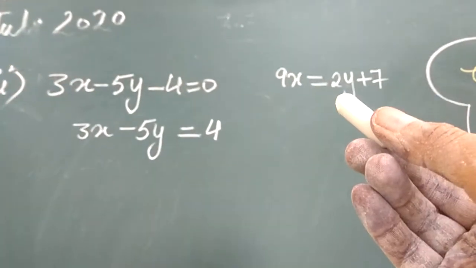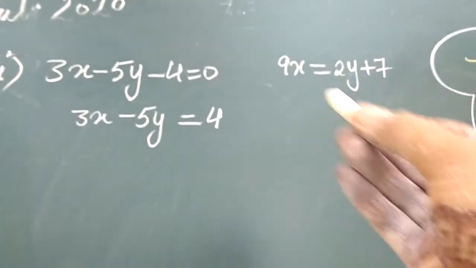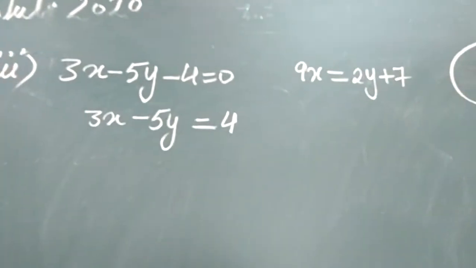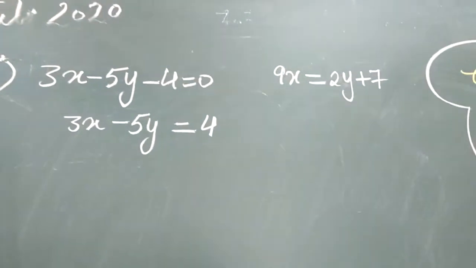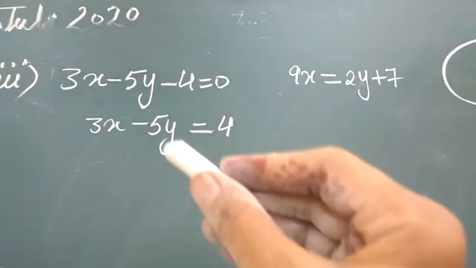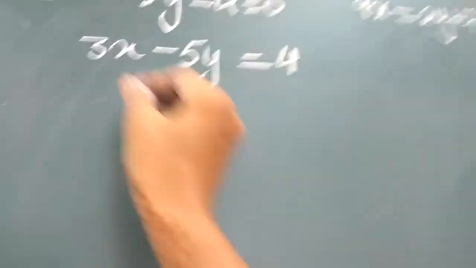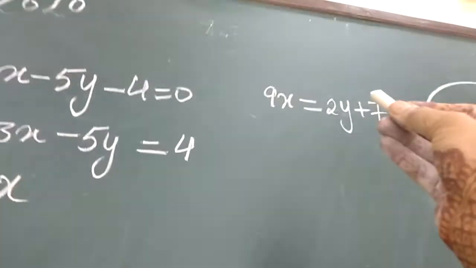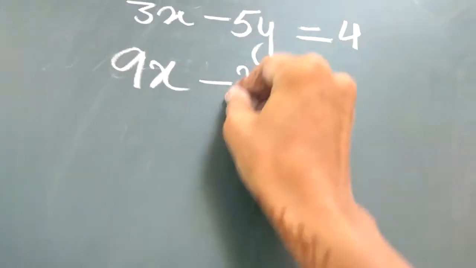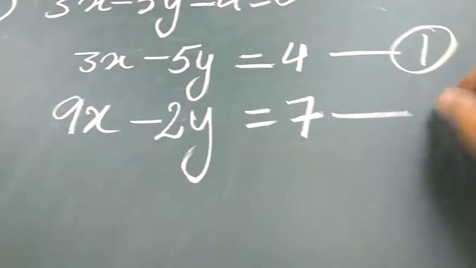Now the same with the second equation. 9x is equal to 2y plus 7. So we'll take 2y to the left hand side along with x, because in the elimination method, we need both the terms at the left hand side. It means the pattern of the two equations must be the same. So 9x, then plus 2y comes to the left hand side, becomes minus 2y, and is equal to plus 7. So in this way, you'll get the two equations.